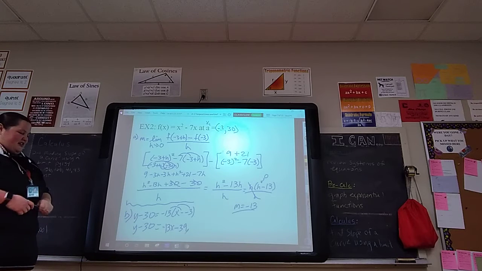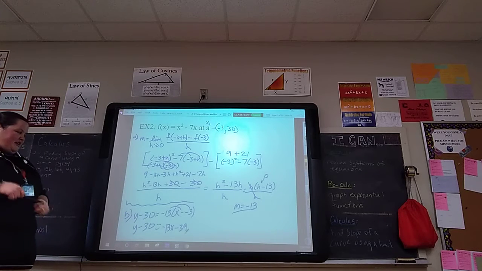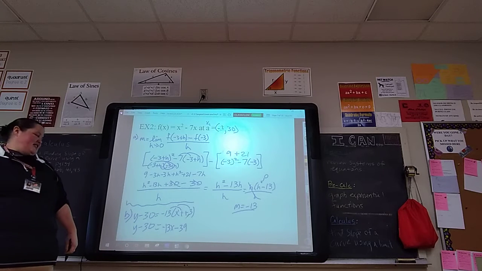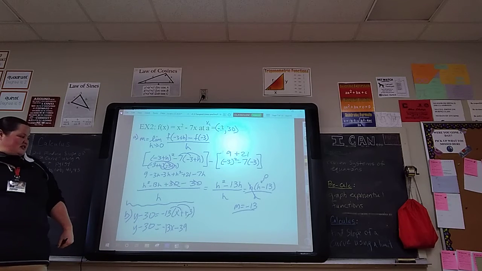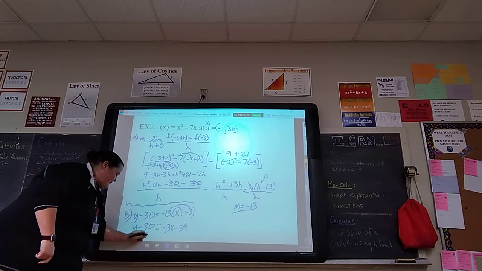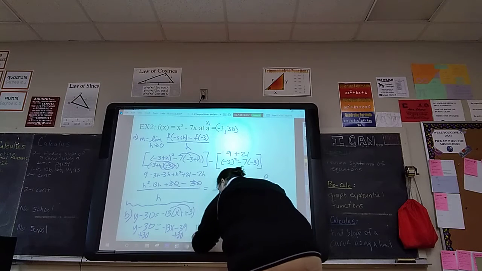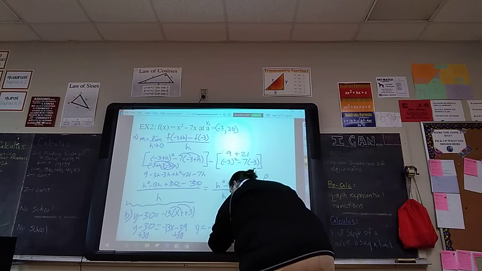So then I have y minus 30 equals negative 13x, and then that becomes positive to start with, and then turns back to negative. So then what do I need to do? Plus 30. Plus 30. So now I know this equation: y equals negative 13x minus 9. You're welcome.